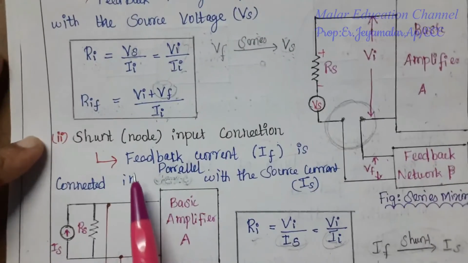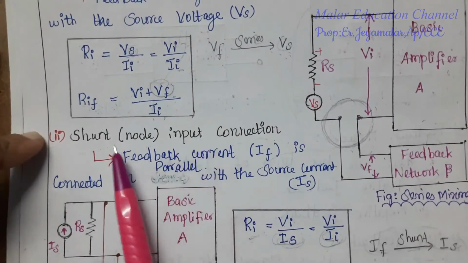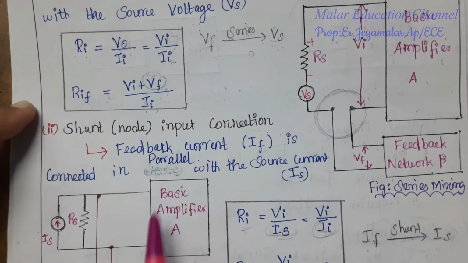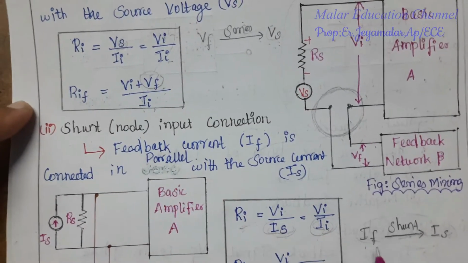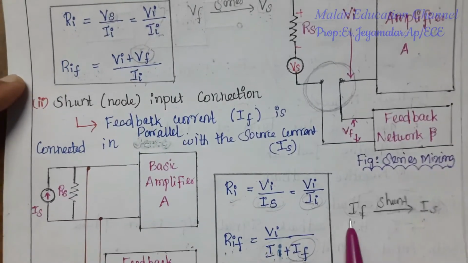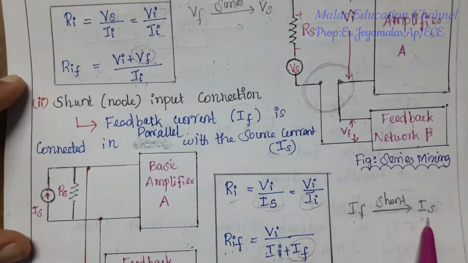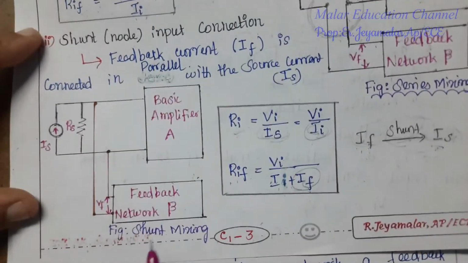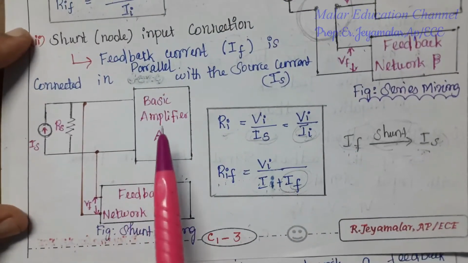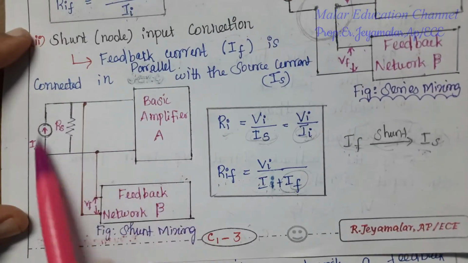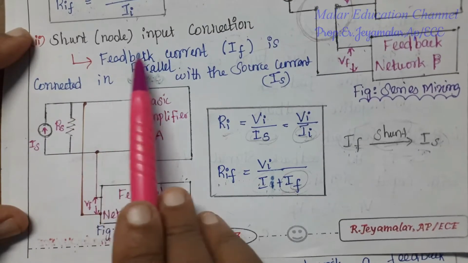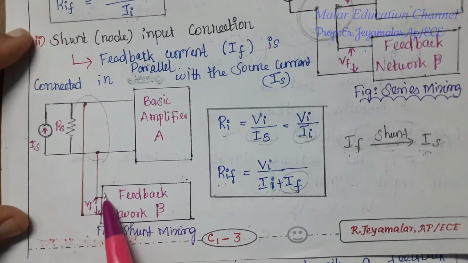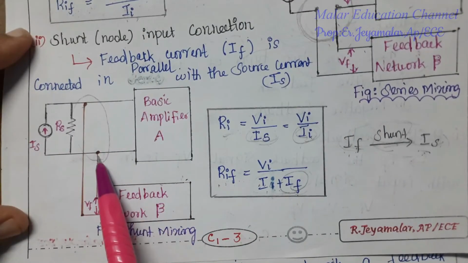Next type, shunt, that is node. Shunt input connection. Shunt is nothing but parallel connection. In this shunt input connection, If and Is: If is the feedback current and Is is the source current. Both are connected in shunt, parallel. See the diagram here. Basic amplifier. This is the input section, connected in parallel. This is for parallel connection.